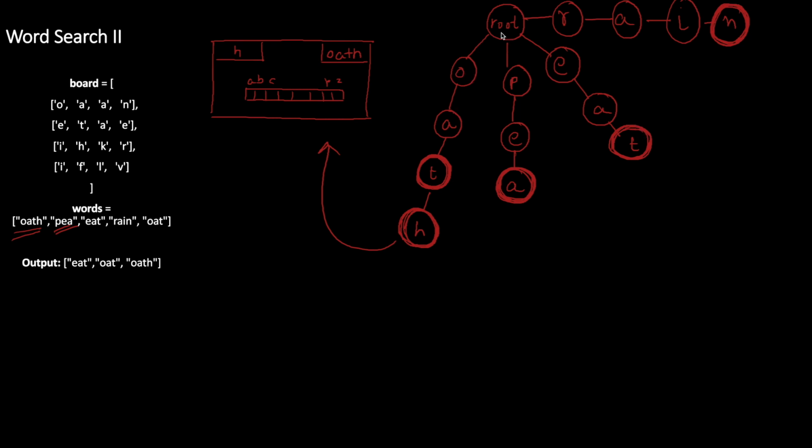And for oath, we are not going to create another node with value A, with value O. We simply add it over here only. So we have O, A, T, and you will simply mark the node T.